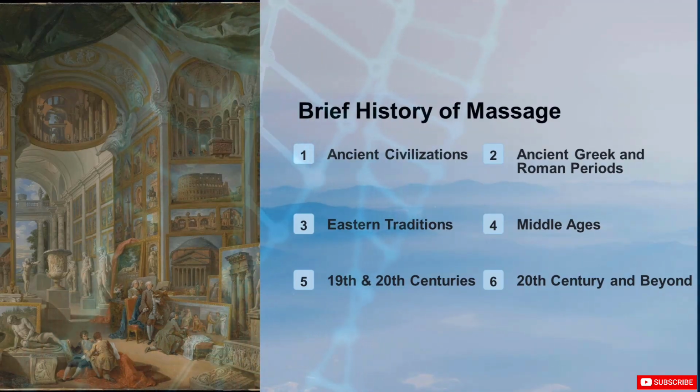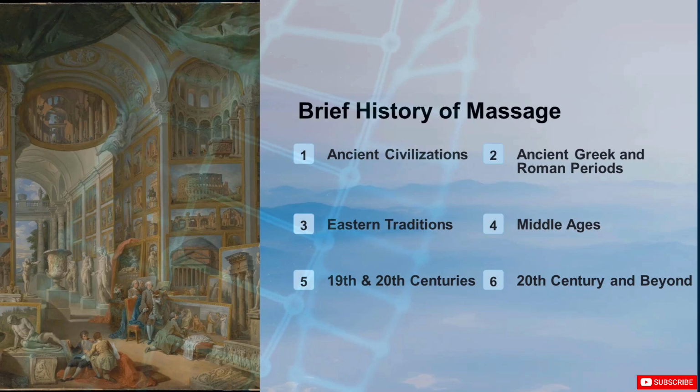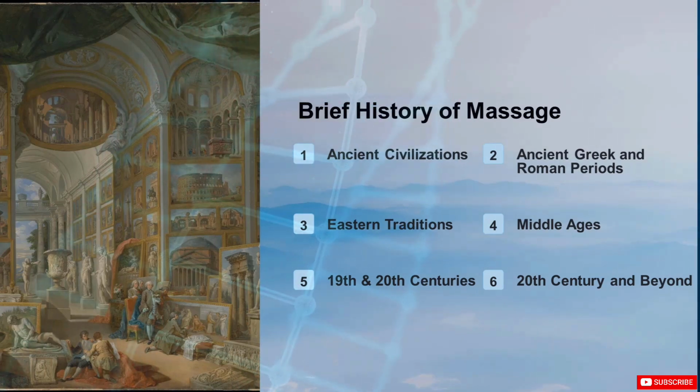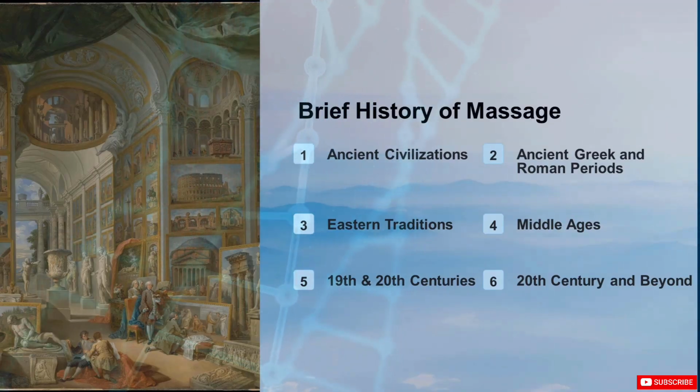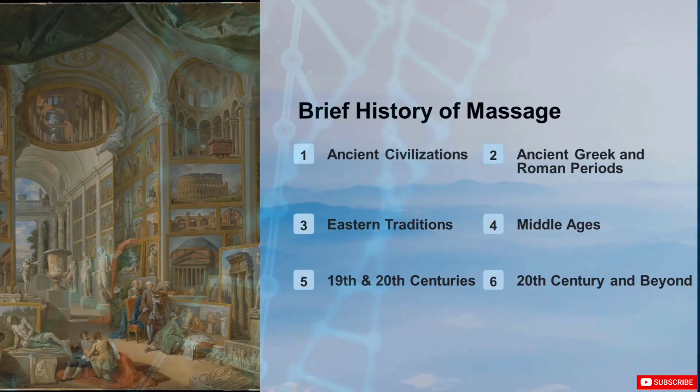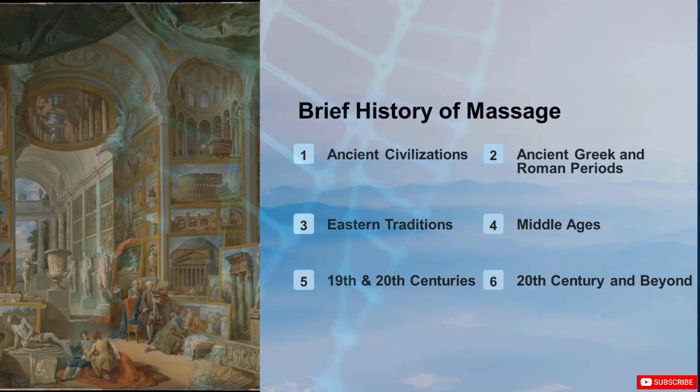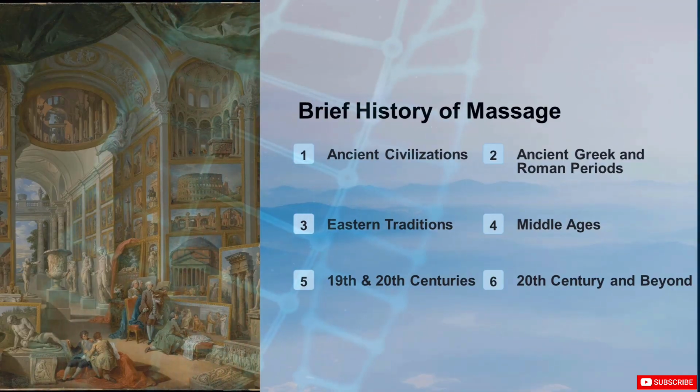5. 19th and 20th centuries. In the 19th century, Swedish physician Per Henrik Ling developed the Swedish massage system, which became a foundational technique for modern massage therapy. Around the same time, the introduction of formal massage schools and training programs in Europe and the United States helped standardize massage techniques and practices. 6. 20th century and beyond. Massage therapy gained popularity throughout the 20th century as scientific research supported its benefits.